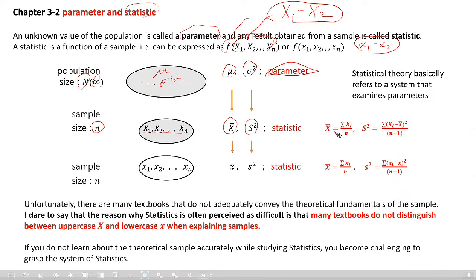Capital X bar is what? Summation of capital X divided by n. S square is like this. But when the sample values are realized like this, we call this a sample also, okay? Sample size n, there are real values here, x1, x2, xn. We call them a sample, and from here, we get small x bar, small s square. We call them statistics, okay? A statistic is a function of a sample, like this.